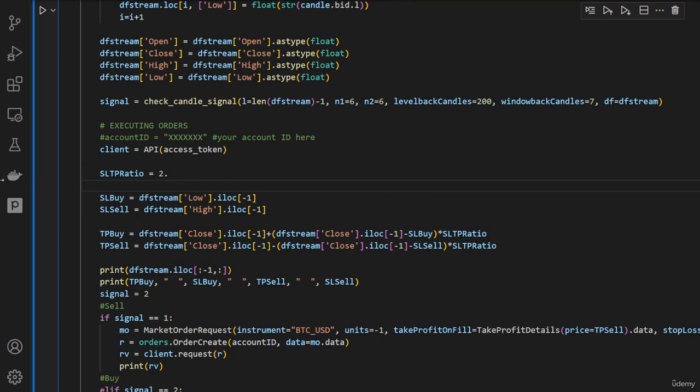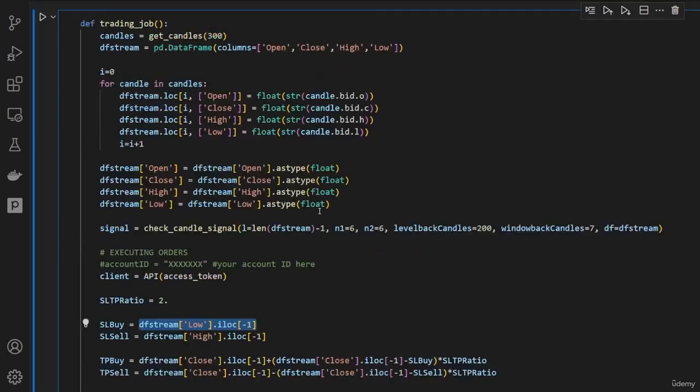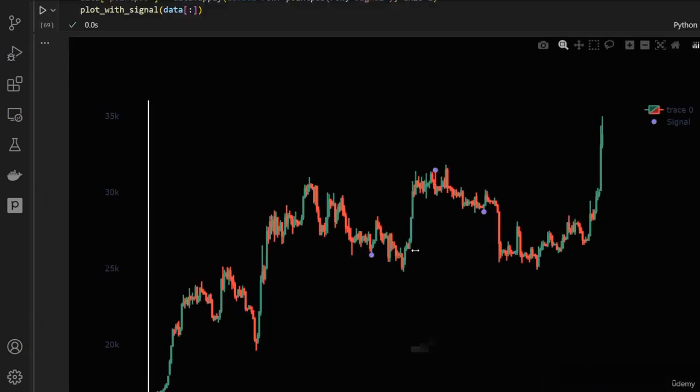The stop loss buy, for buying positions or for long positions, we need to define a stop loss which is equal to the low of the current candle. If we have a rejection candle like this one and we go for a long position, we're going to put the stop loss at the lowest point of this candle.